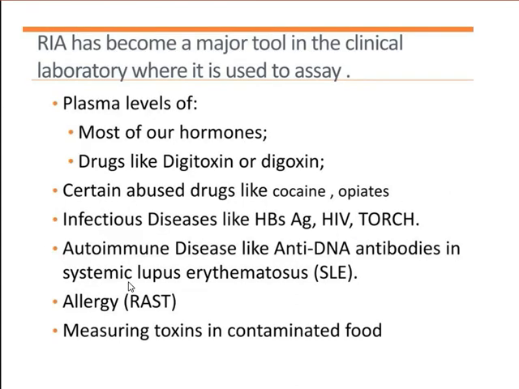This radioimmunoassay has become a major tool in clinical laboratory, where it is used for assaying the plasma levels of many hormones, drugs like digitoxin or digoxin in your serum, the presence of abused drugs like cocaine, opiates, etc., to detect infectious diseases like hepatitis, HIV, etc., for diagnosis of autoimmune diseases, and to determine the amount of anti-DNA antibodies in an autoimmune disease like systemic lupus erythematosus, to determine allergy, to measure the toxins in contaminated food, etc. So, these are some of the applications of radioimmunoassay.